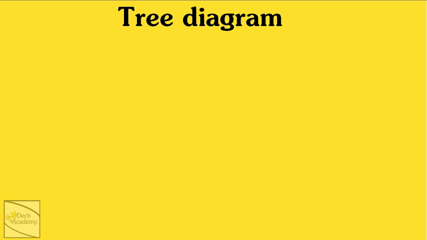In this video, we're going to look at tree diagrams. A tree diagram is a simple tool for expressing the probabilities of the outcomes of an event, and it really makes the solution of certain probability problems easy, as you'll see from some of the examples I'll come to.